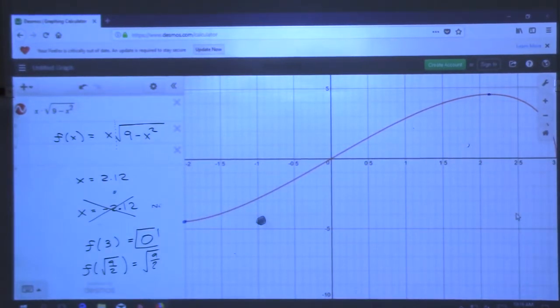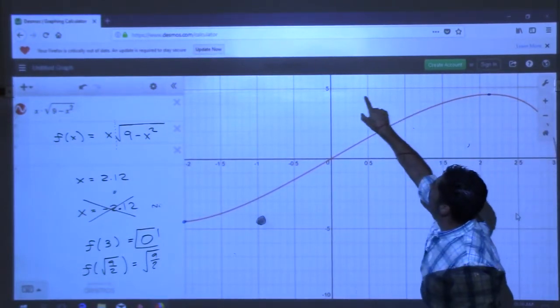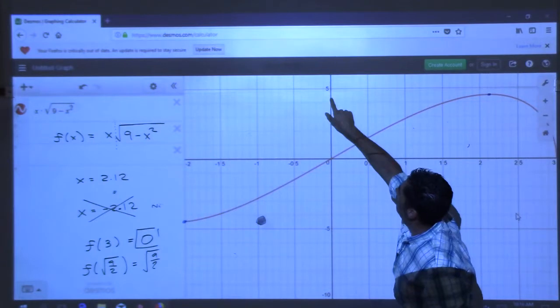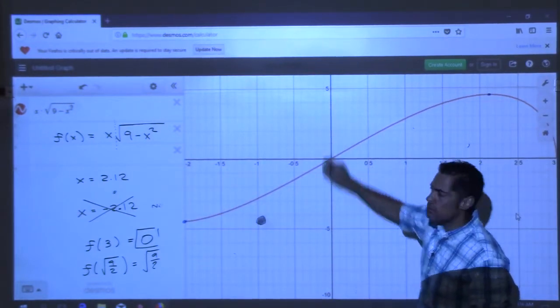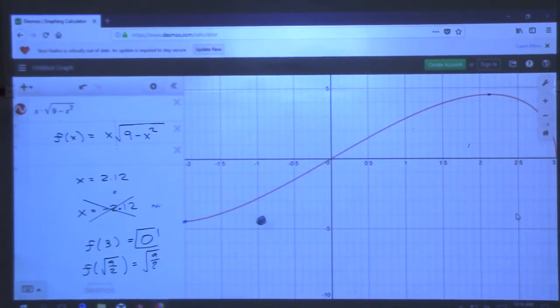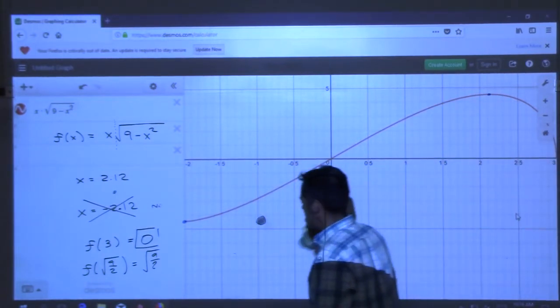Do we look good? Look like we got it. And that y value is, well, here's 4, here's 5. Looks about 4.5, 9 halves. All right, so far the math looks like it's matching up with what we're seeing, right?